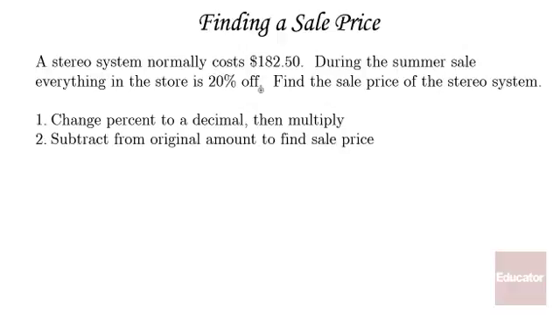First, we're going to change the percent to a decimal, and then we'll multiply. So if you remember from the previous lesson, changing percent to decimal, you take the 20 of the percent and move your decimal to the left twice. So your decimal is now 0.20. Now you're going to multiply 0.20 with 182.50.